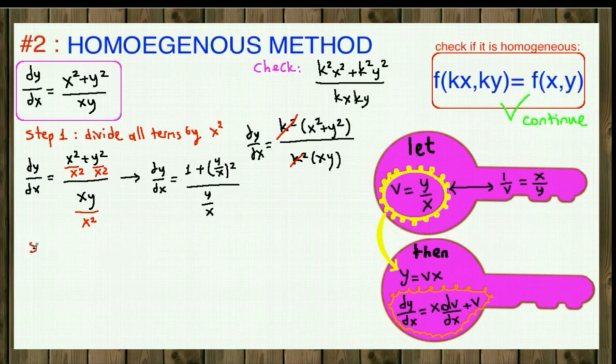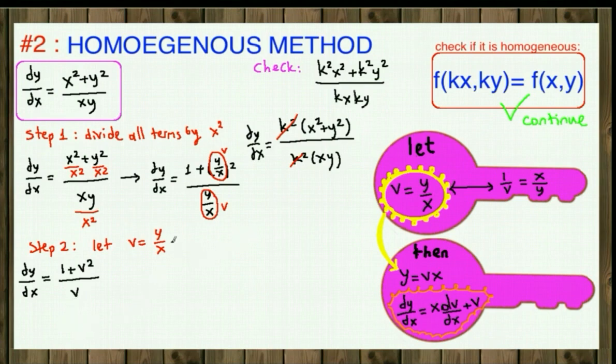So the second important step is let v be equal to y over x. Now we're going to do the v substitution. So this is going to be our v, and this is going to be our v as well. If we had x over y instead of y over x, then we would have to substitute 1 over v. Okay, now let's rewrite the equation. dy over dx equals 1 plus v squared, because we have a square here, over v.